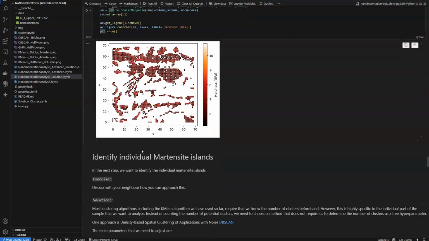Now what would be nice is to understand how the hardness varies across the various martensite islands. So think about how you can approach this problem. For example, we want to analyze if martensite is always martensite. It could be that this area of the sample has slightly different values than this. We want to test this hypothesis, whether the hardness is roughly uniform across our sample.